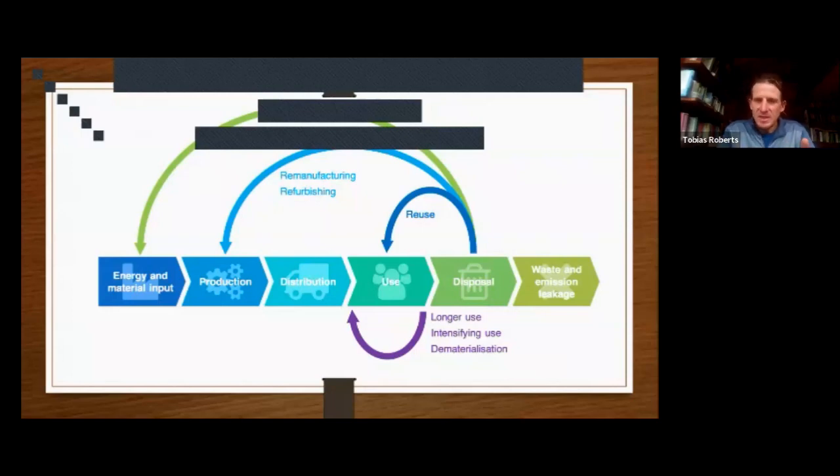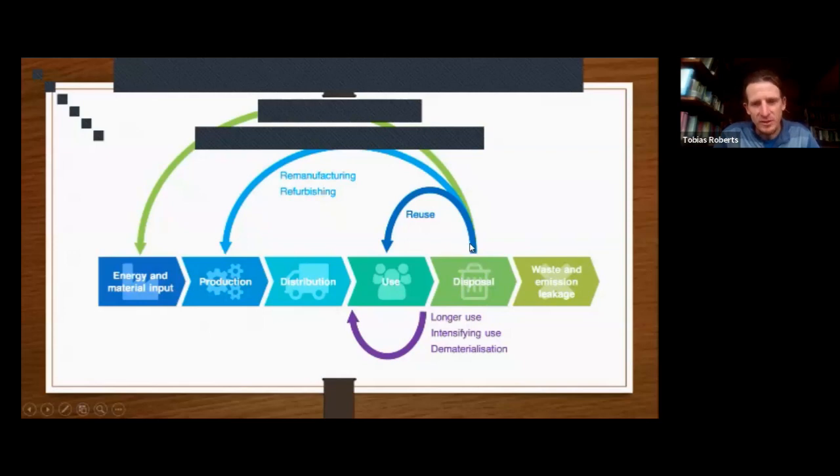The circular economy seeks to create these little loops, to try and create more of a circular process. So, for example, when we get to the disposal, same thing. We need an energy and material input. We need to produce something. We need it to be distributed. We need to use it.